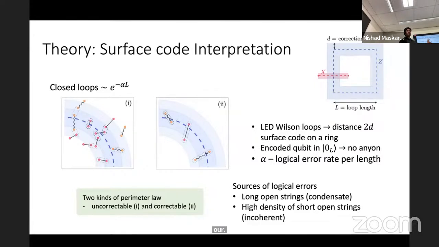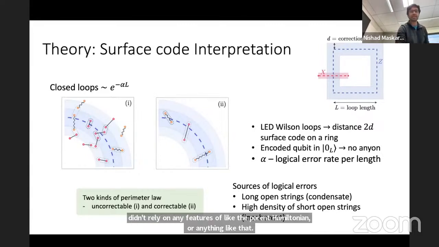And what's nice about the surface code interpretation is that it applies both for pure states and mixed states. Right? So whether it's uncorrectable or correctable actually didn't rely on any features of the parent Hamiltonian or anything like that. Okay, any questions on the surface code interpretation?